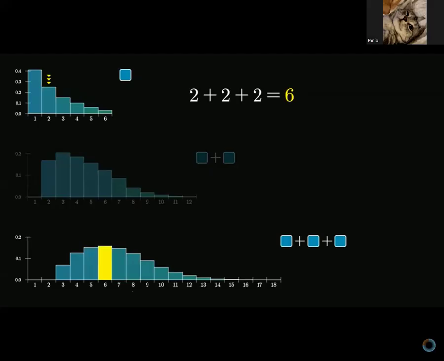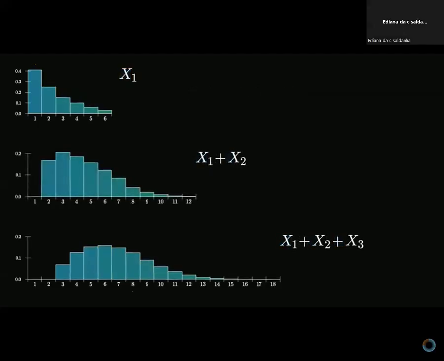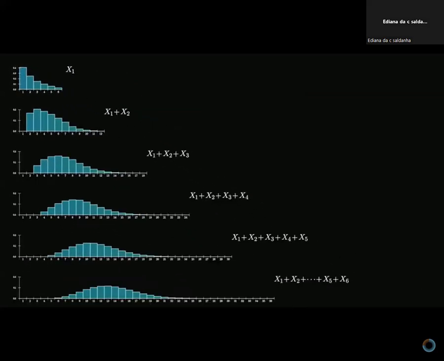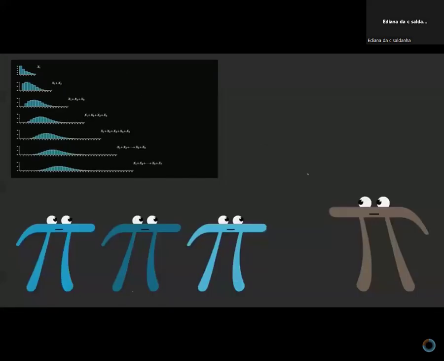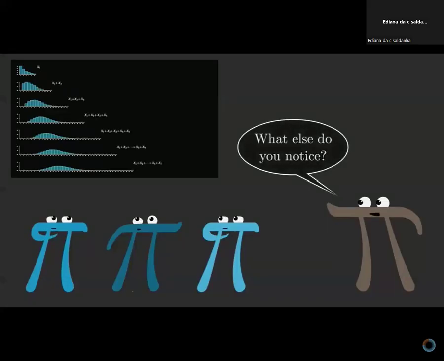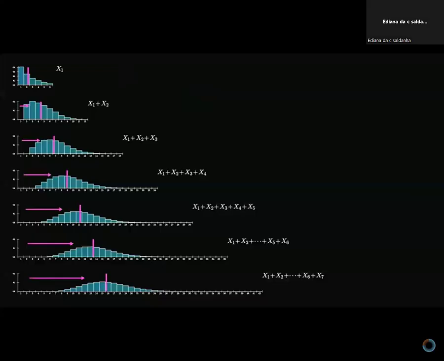So, if I compute what the distributions for these sums look like for larger and larger sums, well, you know what I'm going to say. It looks more and more like a bell curve. But before we get to that, I want you to make a couple more simple observations. For example, these distributions seem to be wandering to the right. And also, they seem to be getting more spread out and a little bit more flat.